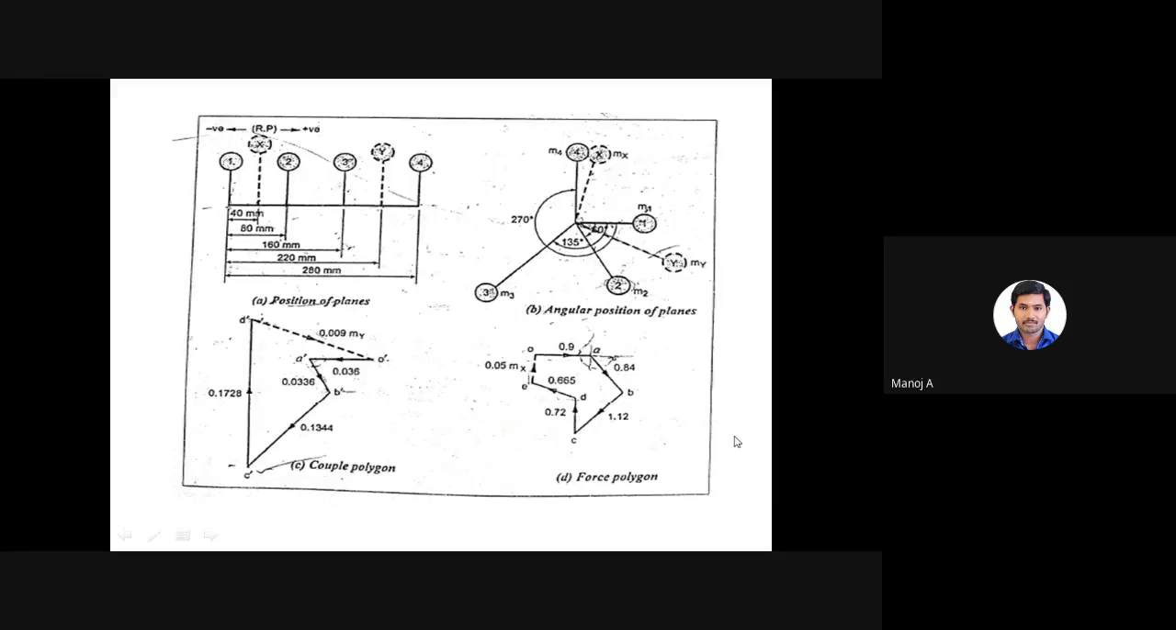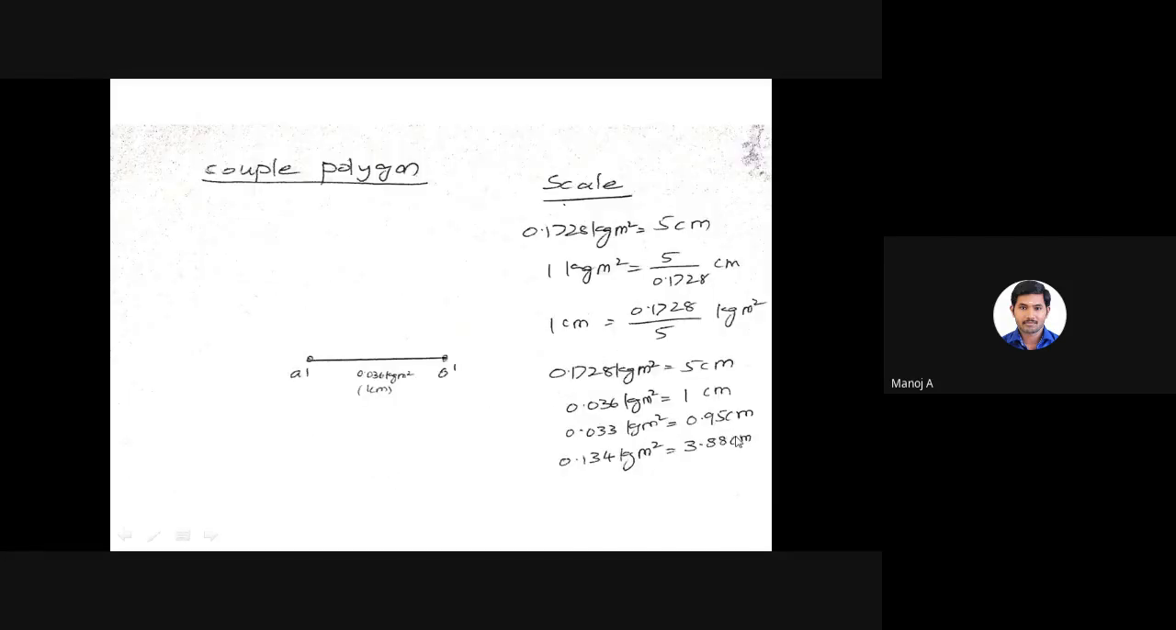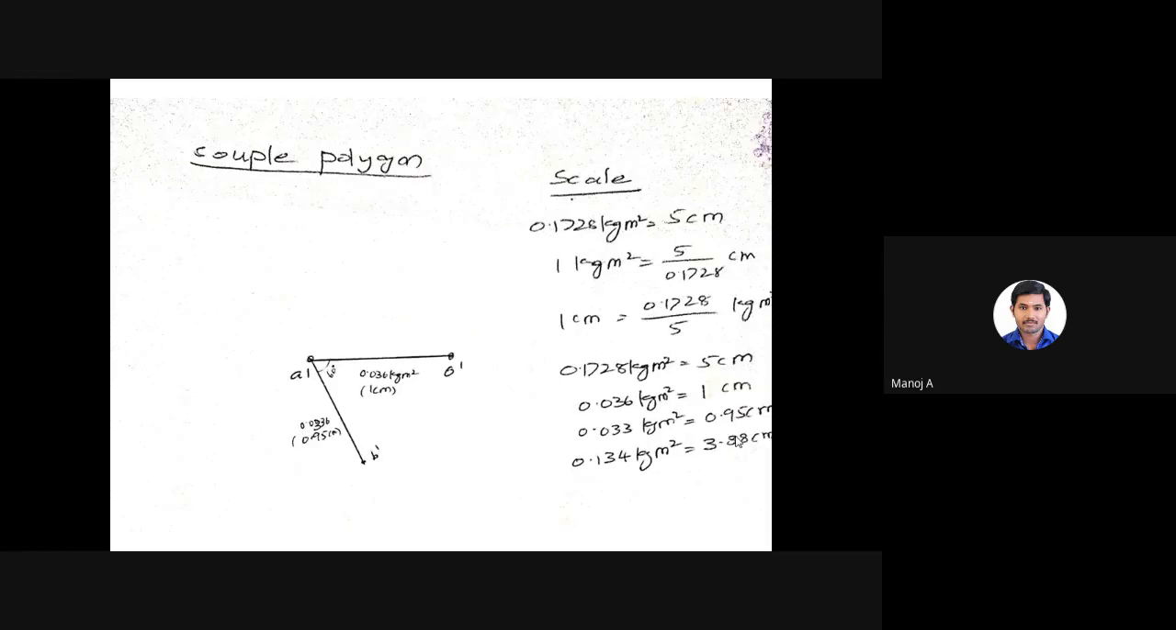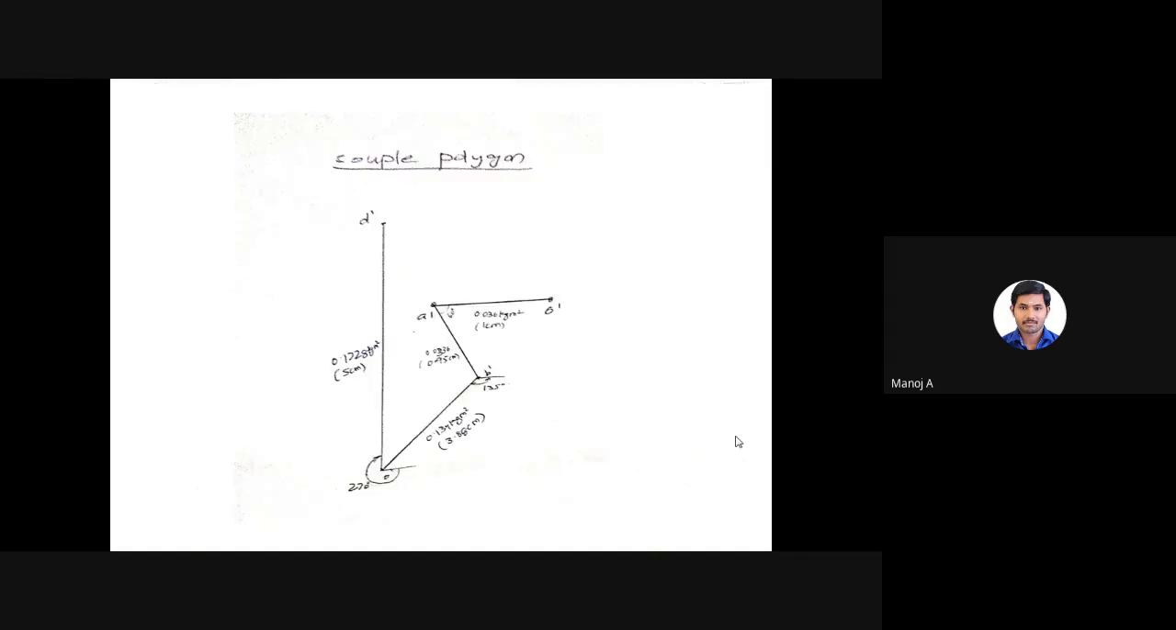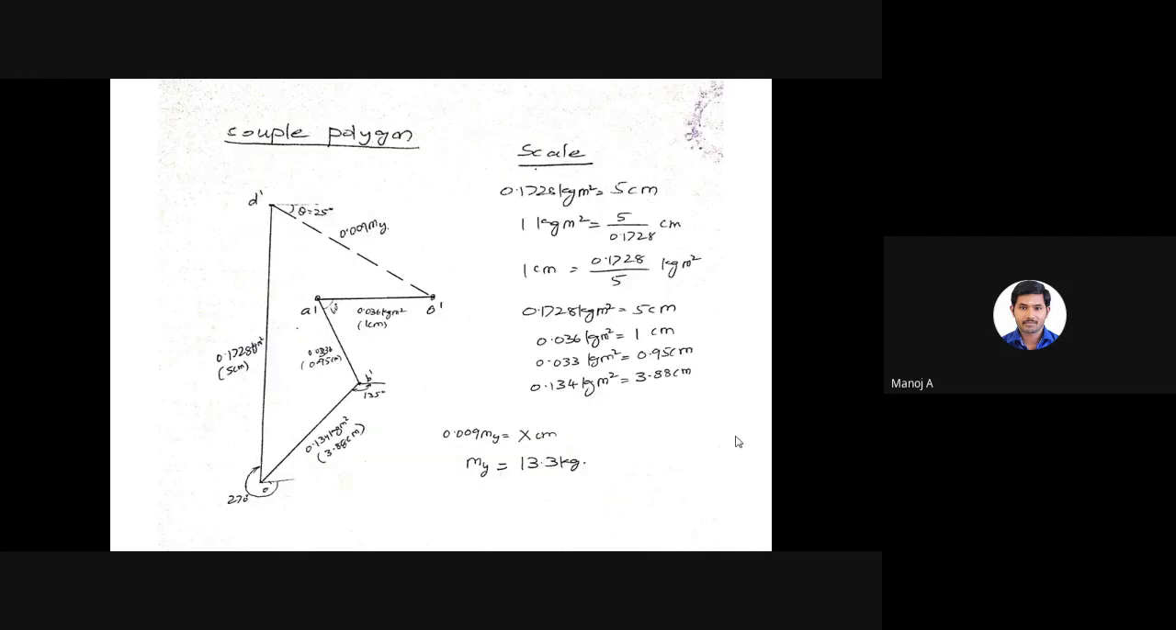So like that. Here, first of all, you have to draw 0.036 in the left hand direction since it is negative. Then you take 60 degree. Then you take 135 degree from the first. Then 0.134, you'll get this. And 270 from the again 0.1728 as 5 centimeter. So remaining, you will get the complete equilibrium only when the polygon is closed. So you will close O dash D dash.